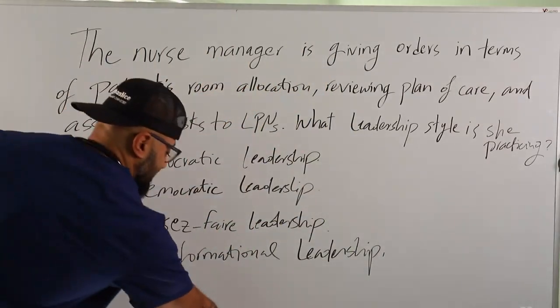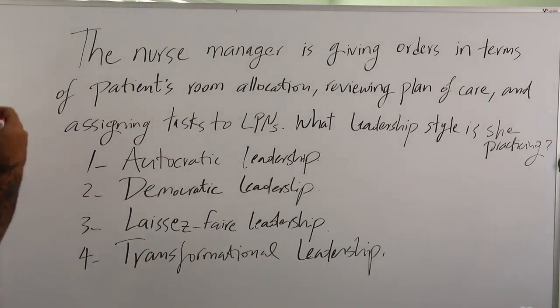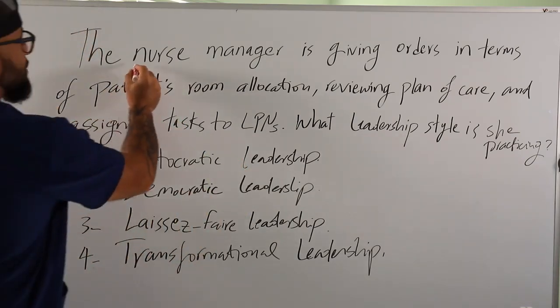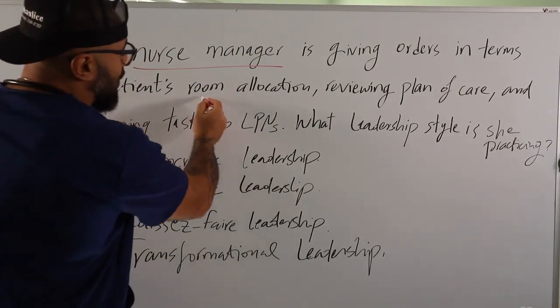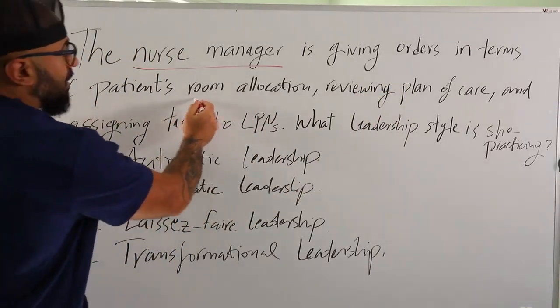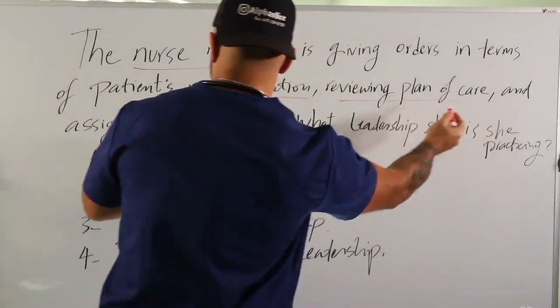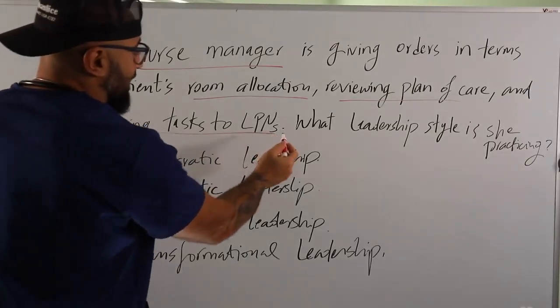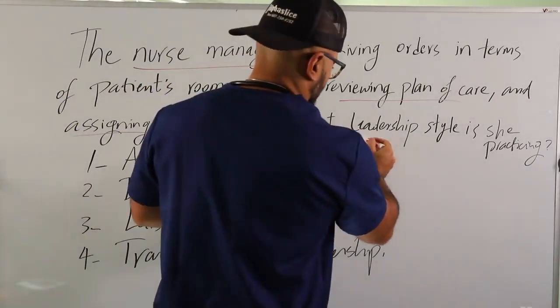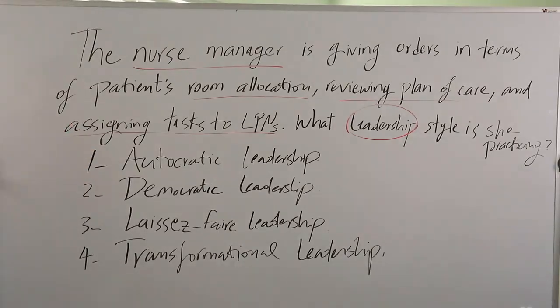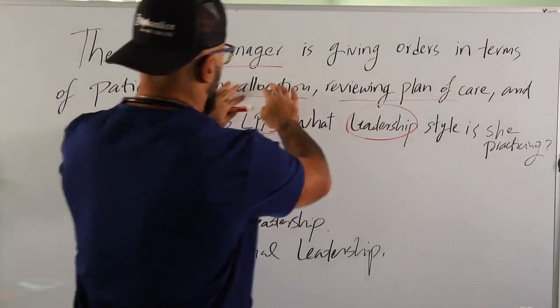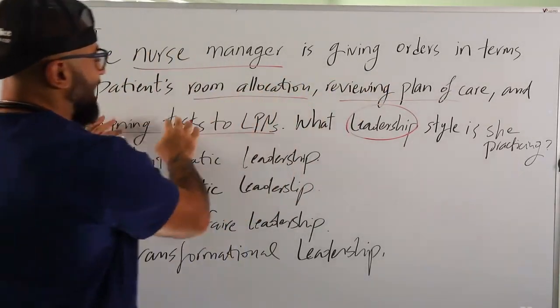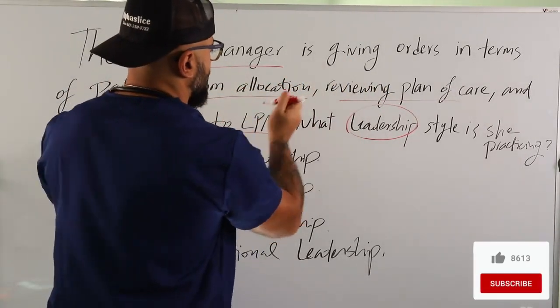Now I'm going to read the question another time, and I'm going to highlight keywords. The nurse manager is giving orders in terms of patient room allocation. So nurse manager is very important because that's the role, right? The patient room allocation. So what is she doing? She's giving orders in terms of patient room allocation, reviewing plan of care, and assigning tasks to LPN, right? And then they're asking about leadership style. So here, I just want you to pay attention. You might think that there are a lot of keywords, but those 3 job descriptions, I can group them into one, which is a job description, right?